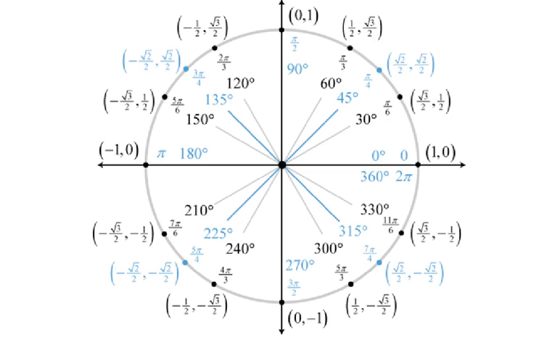So, just as a quick reference, this is a unit circle filled in with both the degrees and radians and the coordinates of the points on the unit circle.